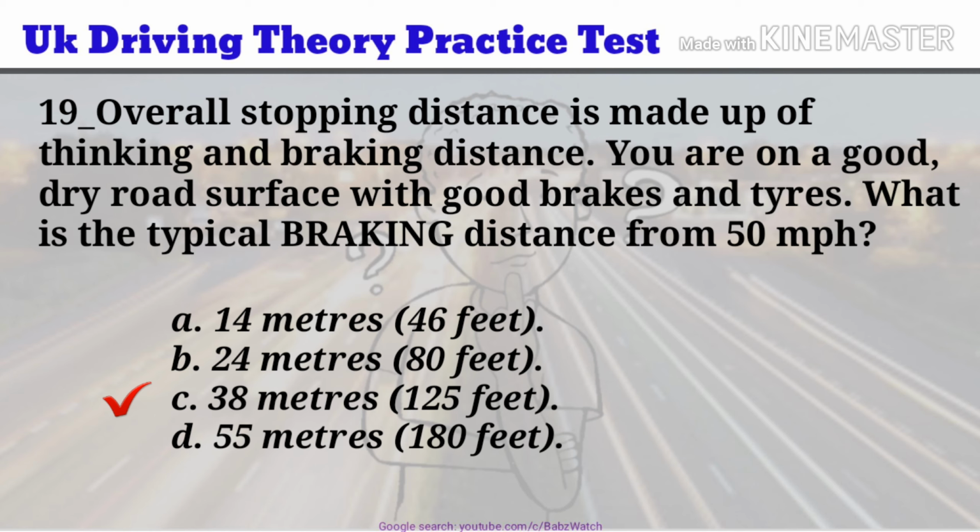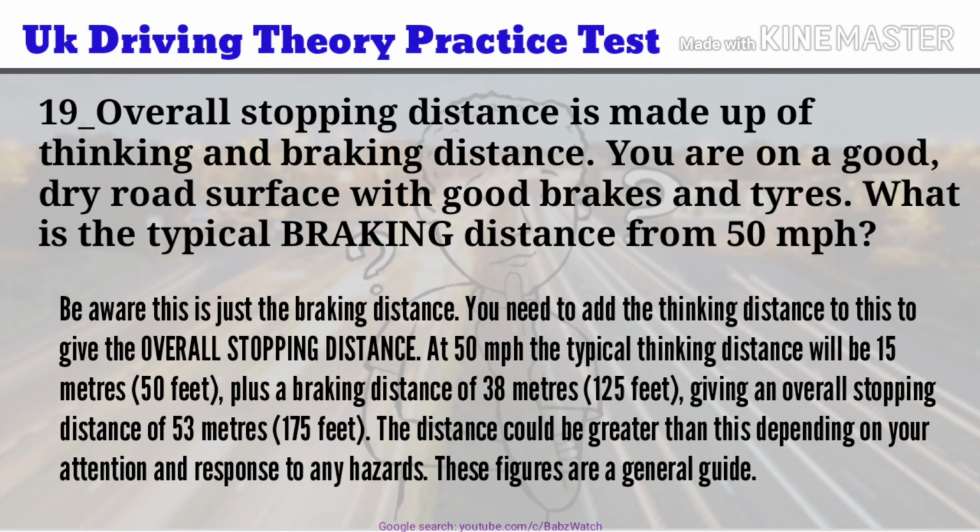38 meters, 125 feet. Be aware this is just the braking distance. You need to add the thinking distance to this to give the overall stopping distance. At 50 miles per hour, the typical thinking distance will be 15 meters, 50 feet, plus a braking distance of 38 meters, 125 feet, giving an overall stopping distance of 53 meters, 175 feet. The distance could be greater than this depending on your attention and response to any hazards. These figures are a general guide.